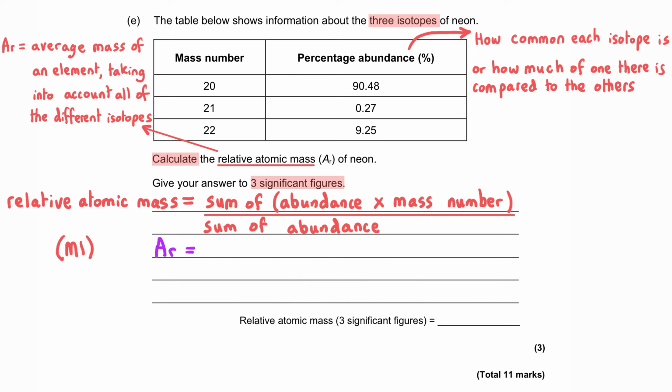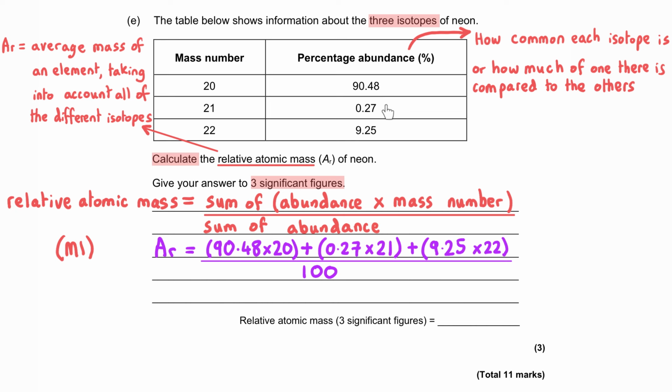And so the Ar of neon is 90.48, that's the abundance of the first isotope, multiplied by 20, and then add that to 0.27 multiplied by 21, and then add that to 9.25 multiplied by 22. And then we take that number and divide it by the sum of the abundances, which obviously as a percentage is 100. And so we get an answer of 20.1877. Since we've been asked to give this value to three significant figures, we need to remove the 877, but the 8 makes us have to round up the previous digit, and so that was a 1, it gets rounded up to 2, and so our final answer is 20.2 to three significant figures.